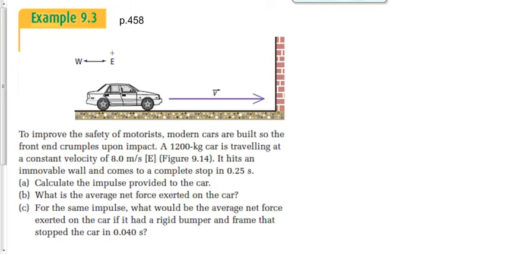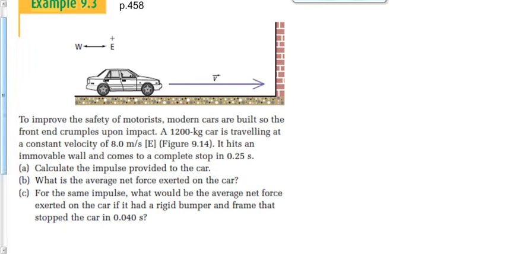So that's what we're going to try. Let's take a look at an example. 9.3, page 458. Question says, to improve the safety of motorists, modern cars are built so that the front end crumples upon impact. Did you know that? Did you know that cars are built to be destroyed? You ever think, oh, wouldn't it be nice to have this rigid car that didn't crush in a crash? Like you could crash it and you could still keep using it? That's not a good thing. Crumple zones are built for safety, for your safety, not for the car. We're sacrificing the car for your safety. You'll see why in just a few moments here, why that works.